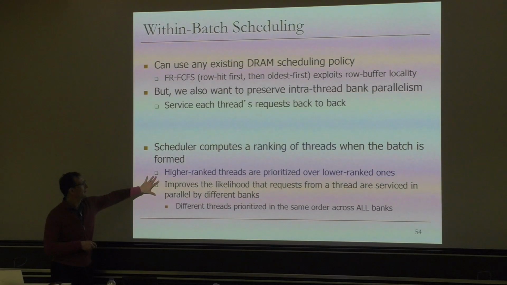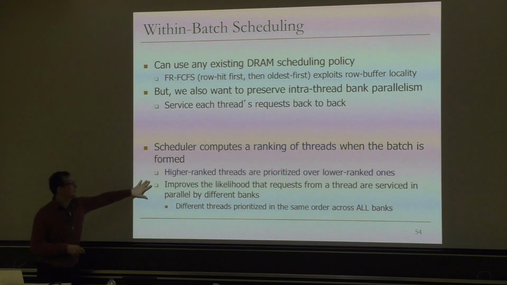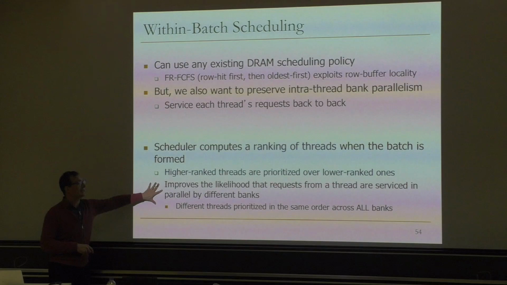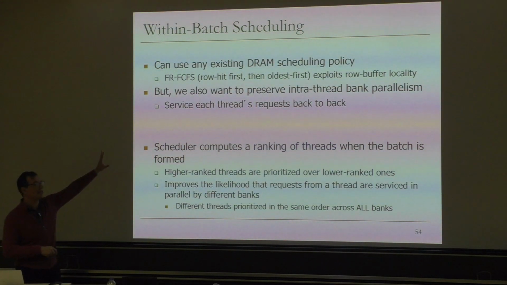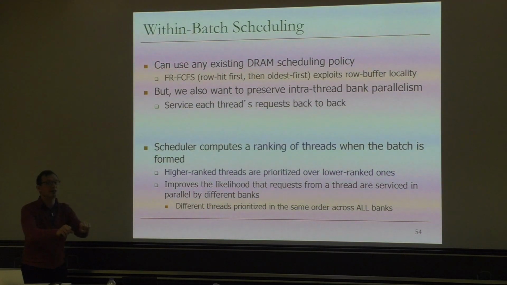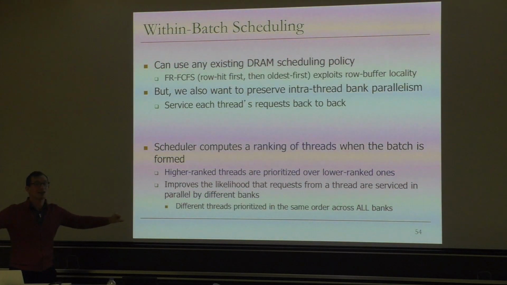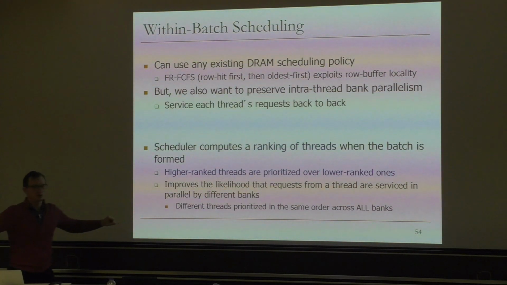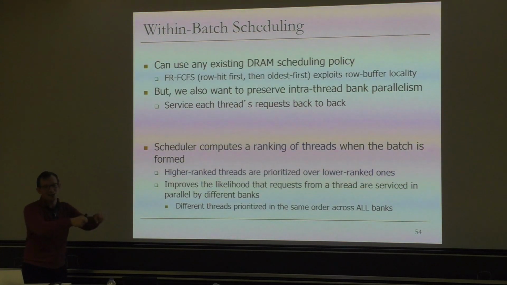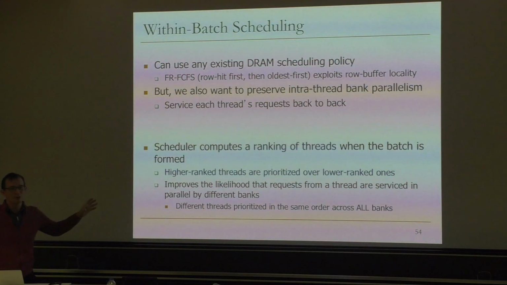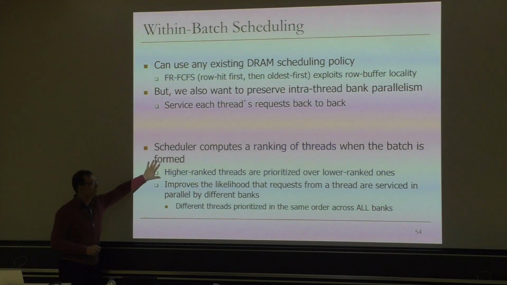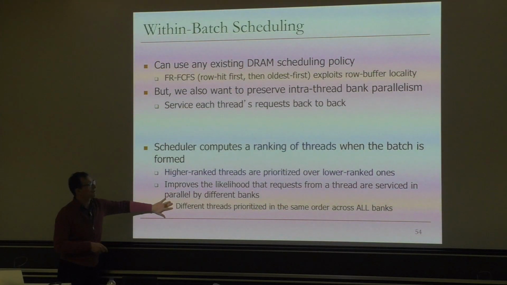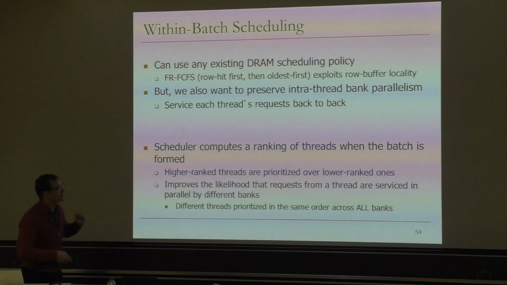So why is this ranking good? Basically, if you rank the threads, it improves the likelihood that requests from a thread are serviced in parallel by different banks. So you first take the requests of the highest ranked threads and schedule them. And that thread exploits the parallelism of the banks maximally. And then you take the next highest ranked thread. That thread exploits the parallelism. And then the next highest, right? Clearly the parallelism of the lowest ranked thread will be destroyed if you have a lot of threads. So ranking is important. So different threads are prioritized in the same order across all of the banks. That's why ranking enables you to exploit parallelism.